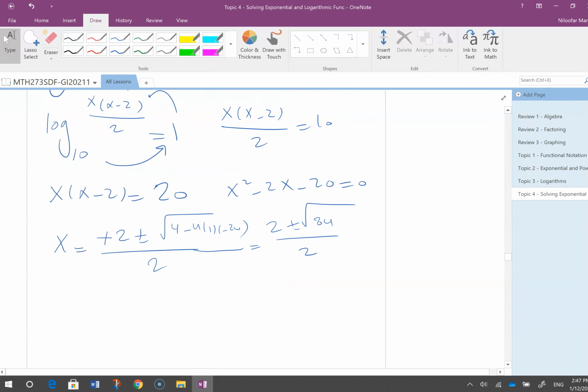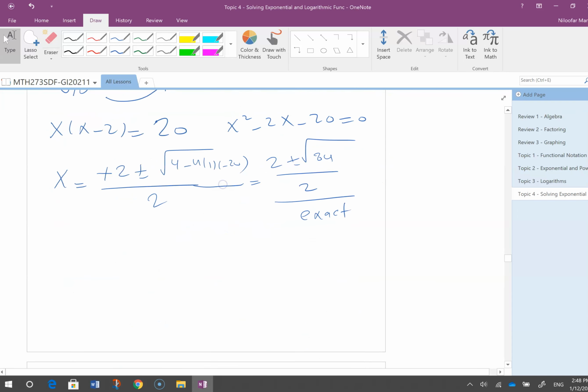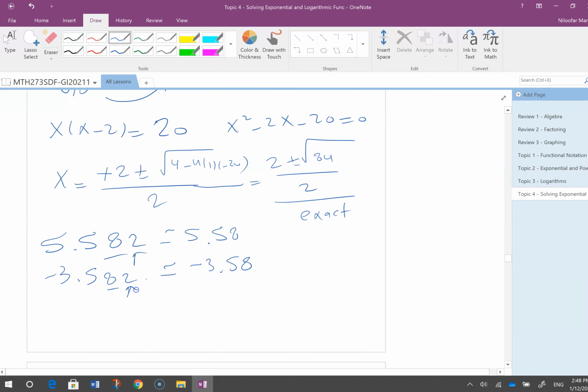Okay, so if I stop here, this is exact. And if not, I just want to say, okay, how many significant digits? For example, 3 significant digits. So I find the answer: 5.582, and the other is minus 3.582, almost minus 3.58. When I underline, I check that. So this is valid.